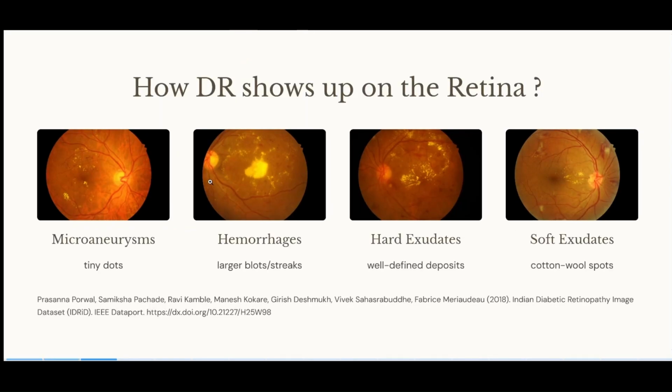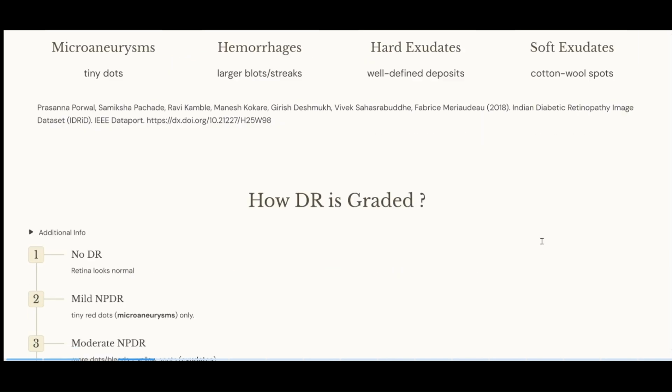This is how DR shows up on the retina. It shows up as four things: microaneurysms, which are tiny red dots; hemorrhages, which are large blots or streaks; hard exudates, which are well-defined yellow deposits; and soft exudates, which are pale fluffy patches, often caused by reduced blood flow to the nerve fiber layer. These visible signs reflect chronic vascular damage from diabetes.